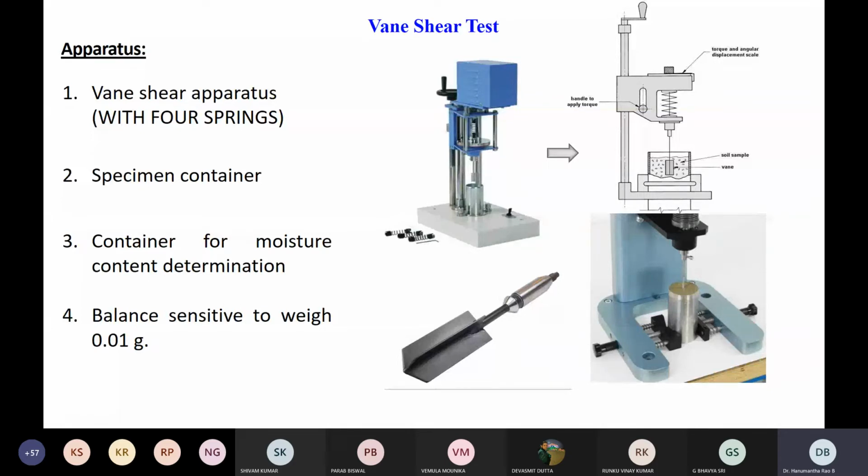Can you please confirm, are you able to see the slide of the apparatus? Okay, very good. So these are the apparatus required for conducting the Vane shear test. This is the complete setup of the Vane shear. This is a schematic of the same apparatus, and this is the sample holder, and this is the Vane blade. This is a small device, so there are only two parts. One is the soil sample holder, and there is a machine for lowering and lifting the Vane.